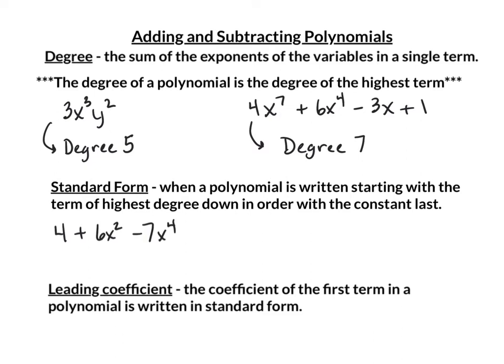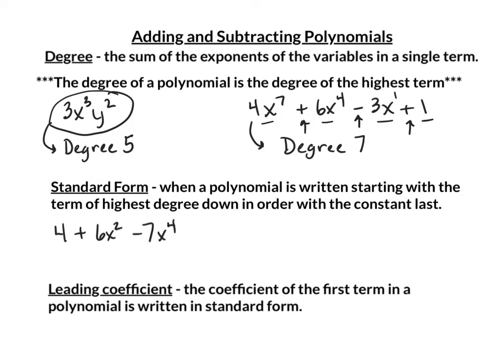4x to the 7th plus 6x to the 4th minus 3x plus 1. In this case, the degree of the polynomial is the degree of the highest term. If you look at the previous one, 3x cubed y squared, that was one term, and in one term, we sum the exponents. But when we have multiple terms, we don't sum the exponents. We take the degree of the highest term. Now remember, terms are separated by addition and subtraction. This term has degree 7, the second one degree 4, the third one has degree 1. There'd be a power of 1 there if I wanted to put one. And the constant has degree 0.